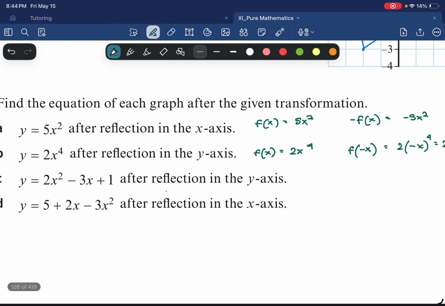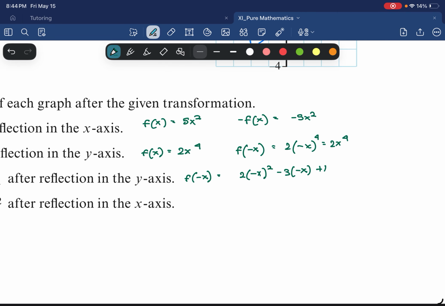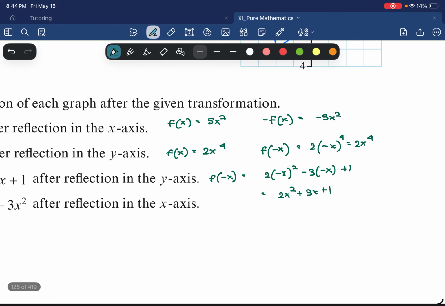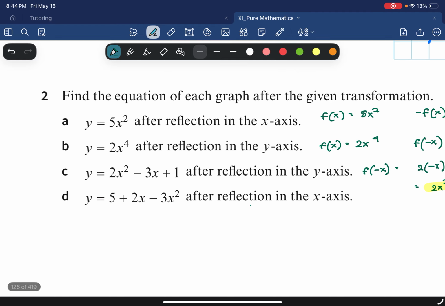All right, so we want this expression after reflection in the y-axis. So basically f of minus x. So that is going to be 2 times minus x squared minus 3 times minus x plus 1. So that is 2x squared plus 3x plus 1. So just the sign of the middle term is going to change. And minus 5x squared, the same equation, the sign of the middle term has changed. And finally, we need to reflect this over the x-axis. So just minus f of x. So that gives you 3x squared minus 2x minus 5. All right, and we're done with question 2.